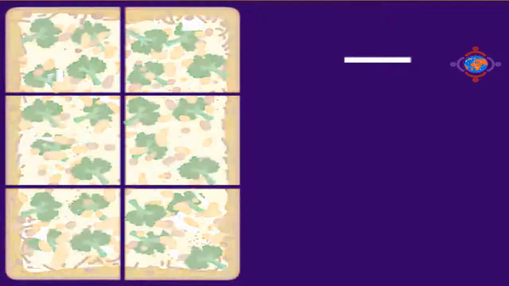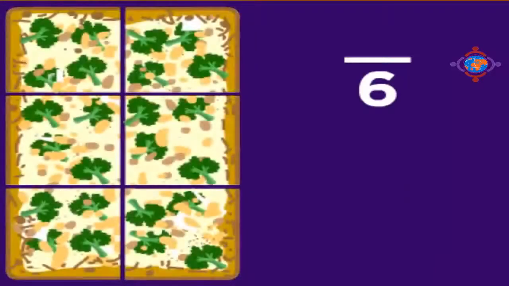My pizza has 6 equal slices, so the denominator is 6. How many slices have paper clips? None. None of the slices have paper clips, so the numerator is 0. 0 out of 6 slices has paper clips.